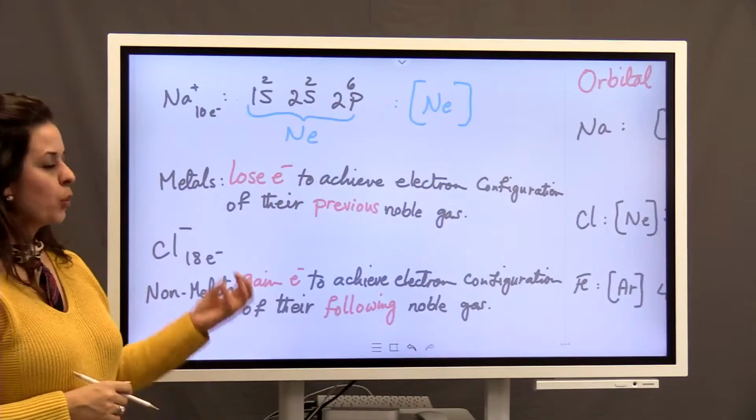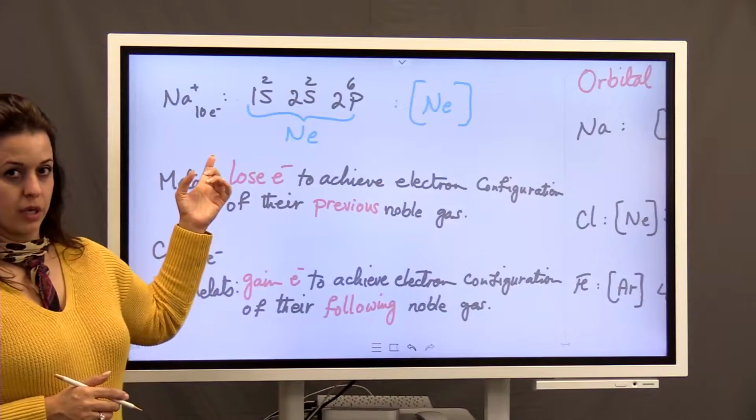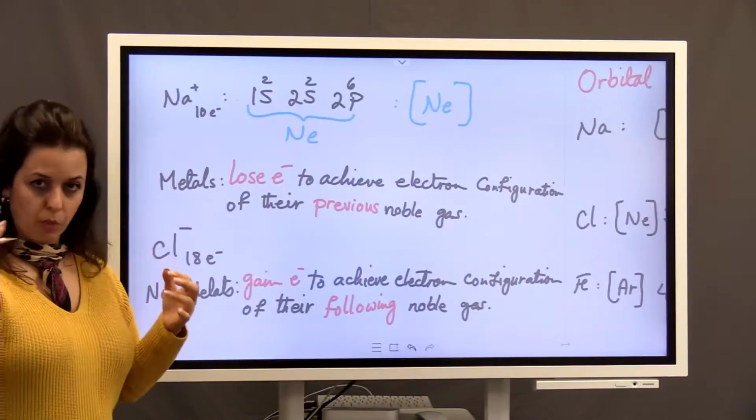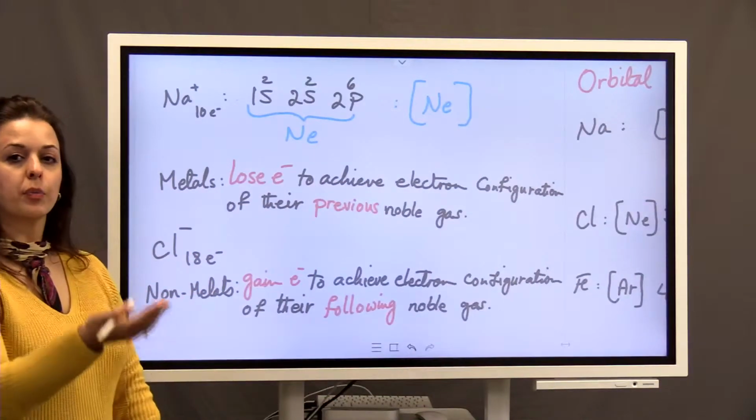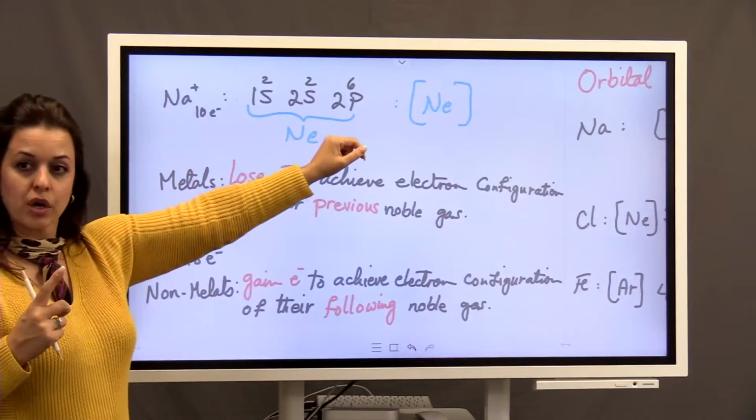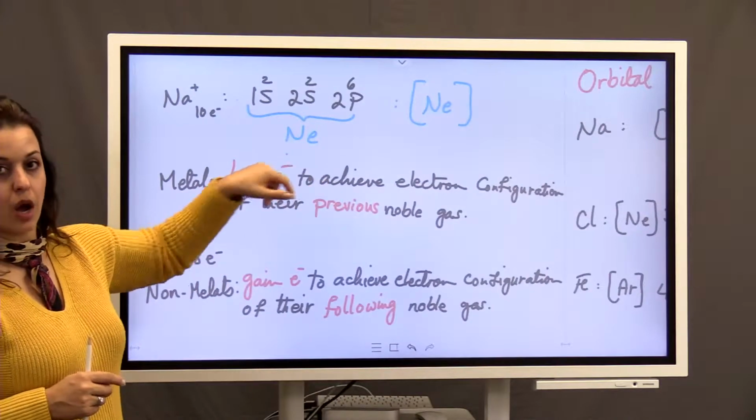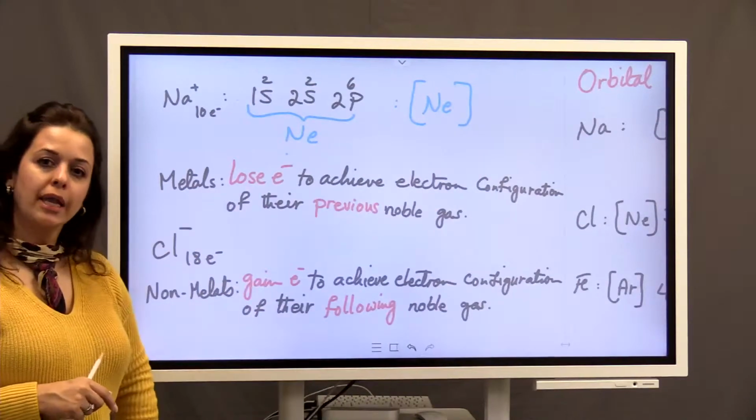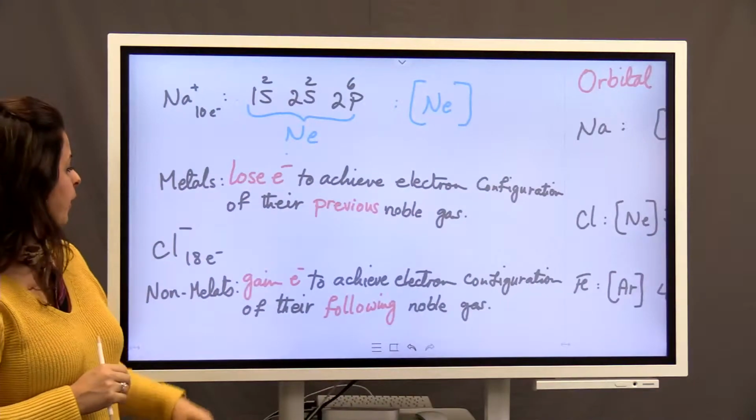So, we can talk about the general rule about metals. Sodium was a metal, right? It happens to all the metals. They lose electron, one or more electrons, to achieve electron configuration of their previous noble gas, just like for sodium. It lost one electron to achieve the electron configuration of its previous noble gas, which is neon. You can try it for any other metals. You work on magnesium, work on aluminum.